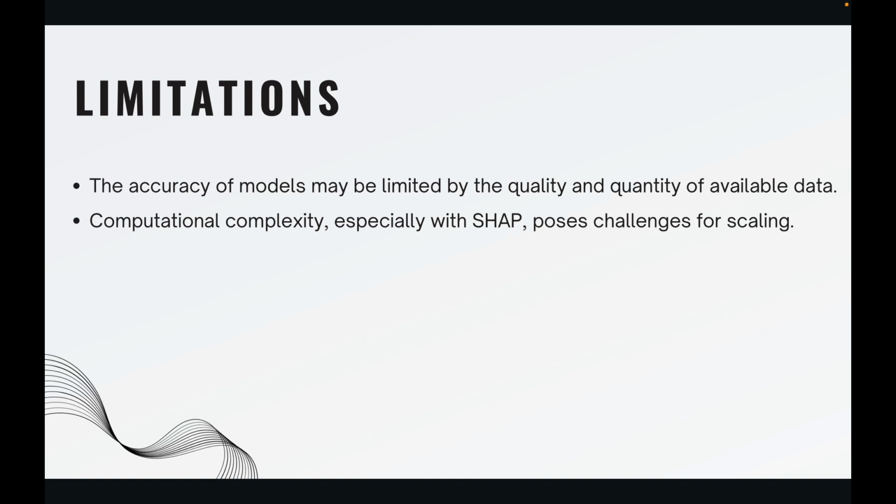Now, let us talk about limitations. As you guys have already seen, the accuracy of all our models was not above 0.8. This is because the dataset we got from Kaggle was not so large. And the second limitation is the scaling problem with SHAP because of its computational complexity.